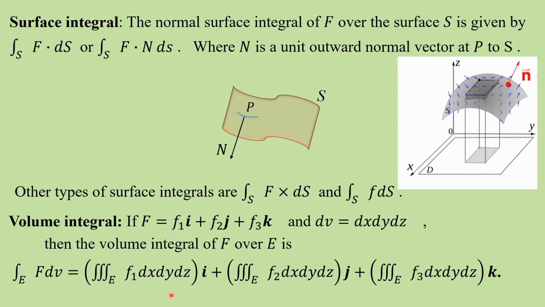So we have the triple integral over the region E of f1 dx dy dz i plus the triple integral of f2 dx dy dz j plus the triple integral of f3 dx dy dz k. We have to find the corresponding limits for x, y, z, which we can integrate further, and that gives the volume integral of f over the volume enclosed by a closed surface. Yes, correct. So let me take some problems on surface integral.